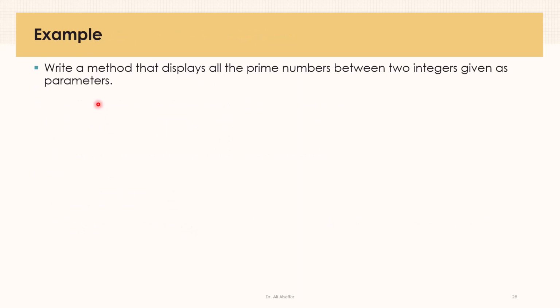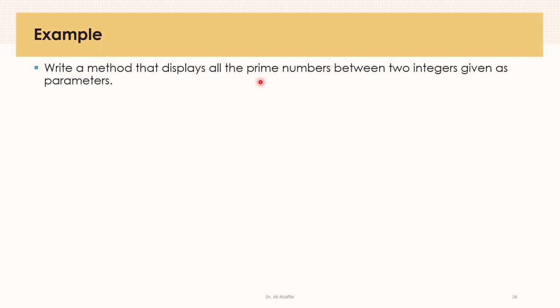Our main problem is to write a method that displays all prime numbers between two integers given as parameters. A number is a prime if it is an integer greater than 1 and divisible by 1 and itself only. The smallest prime number is 2, next is 3, next is 5, 7, 11, 13, and so on. All prime numbers are odd, except 2, which is even.